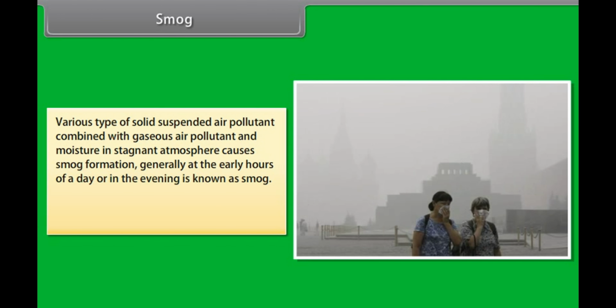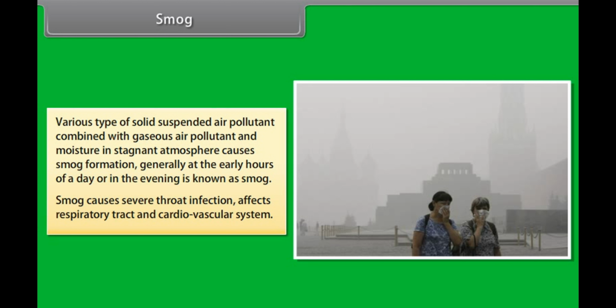Combination of smoke and fog is generally known as smog. Various types of solid suspended air pollutants combined with gaseous air pollutants and moisture in stagnant atmosphere cause smog formation. It generally occurs in the early hours of the day or in the evening. Smog causes severe throat infection and affects the respiratory tract and cardiovascular system.